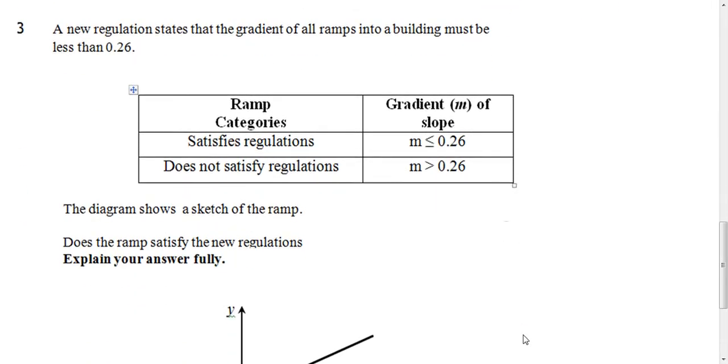Okay, question 3. A new regulation states the gradient of all ramps into a building must be less than 0.26. The diagram shows a sketch of the ramp. Does the ramp satisfy the new regulations? This table says it satisfies if m is less than or equal to 0.26. Does not satisfy if m is greater than 0.26.